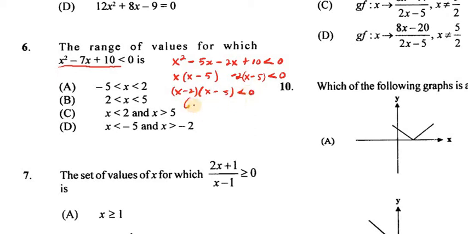So my critical values are 2 and 5. Let's draw this quick sketch here. Seeing that the coefficient of x squared is positive, it will be a minimum curve. And if this here is 2 and this is 5, then the portion of the graph that is negative, that is the portion under the x-axis, is from 2 to 5. So my answer choice here would be B.